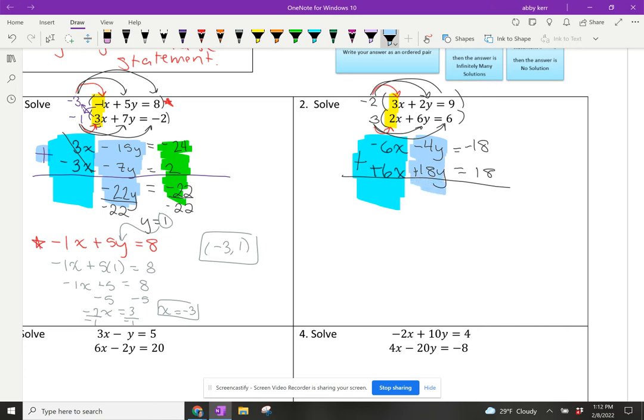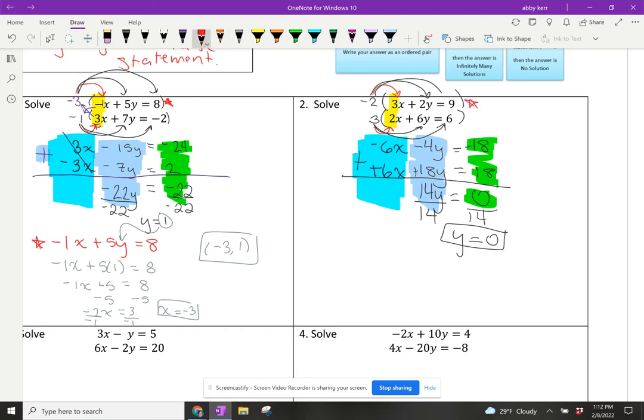Negative 4 plus 18 gets you 14y. Don't forget the y. And then negative 18 plus 18 becomes 0. Now that's okay because we still have a y value. It's still a one step. In this case, the one step leads us to an answer of 0. 0 is a number, and we're allowed to plug it back in.